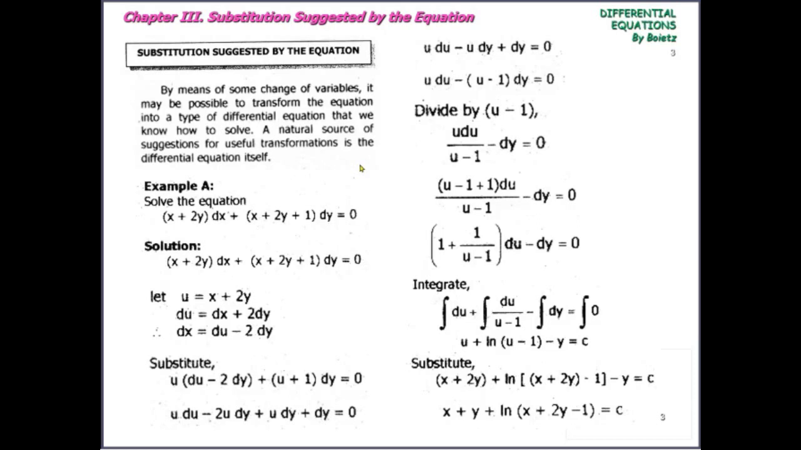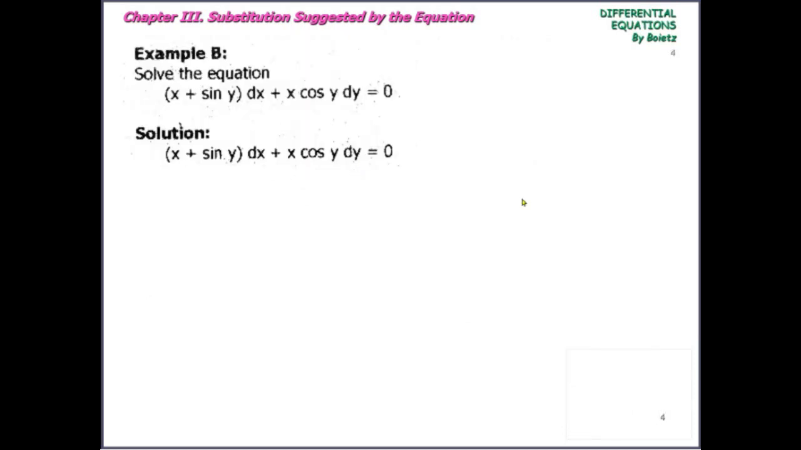Meron tayong problem na susunod yan. Then here, quantity x plus sine y dx plus x cosine y dy equals 0. So here, pag titingnan nyo yung problem, may makikita kayong sine y, and the derivative of sine y is cosine y dy.